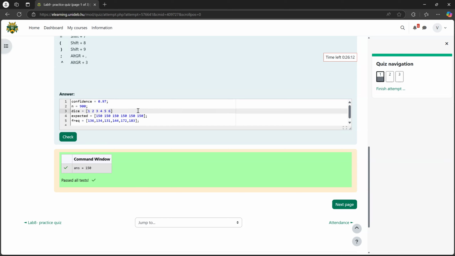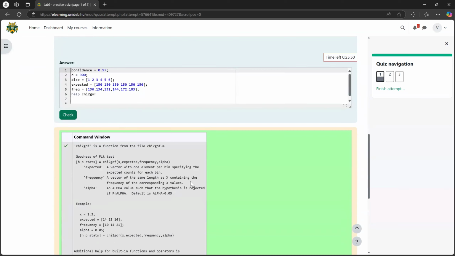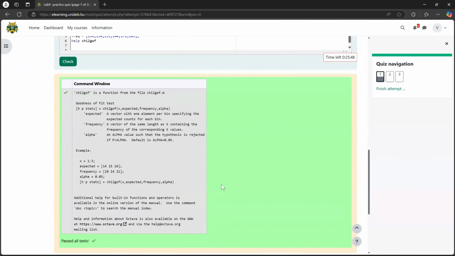Now you have the possible values, you have the expected values, you have the frequency, and, does Chitukov need alpha? You don't remember. I think it is recommended to pass alpha. Let's just see what Chitukov expects. Okay, X, expected, frequency, and alpha.